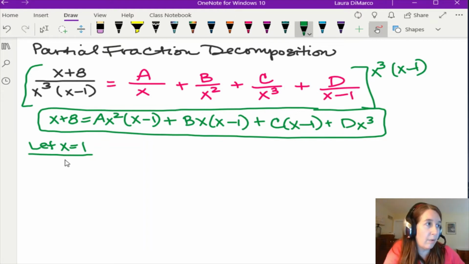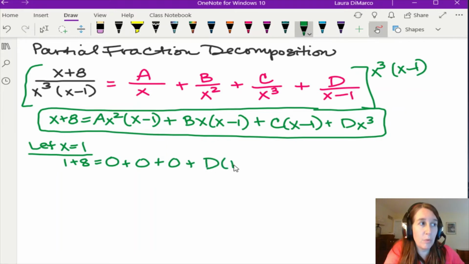So that would be 1 plus 8 is equal to, and then this is a. We can write this all out, or you can make it a little quicker for yourself. Look at the 1 minus 1. That's going to be times 0, so that's all 0. The b is going to be b times 1, times 0. And then the c, 1 minus 1, 0 again. But the d is times 1 cubed, right? Okay, so we get 9 is equal to d, and we found d.